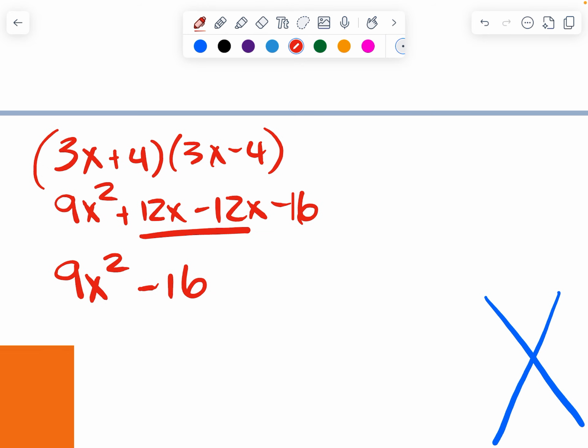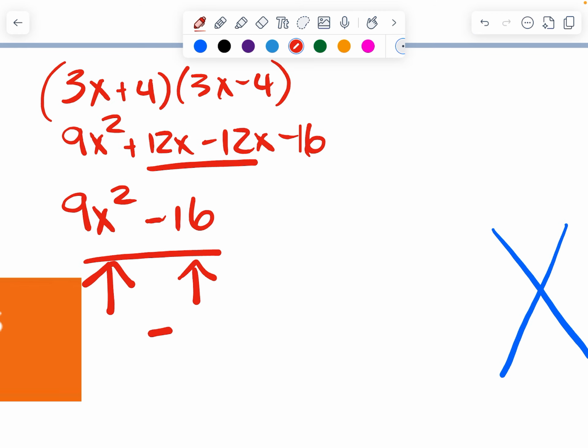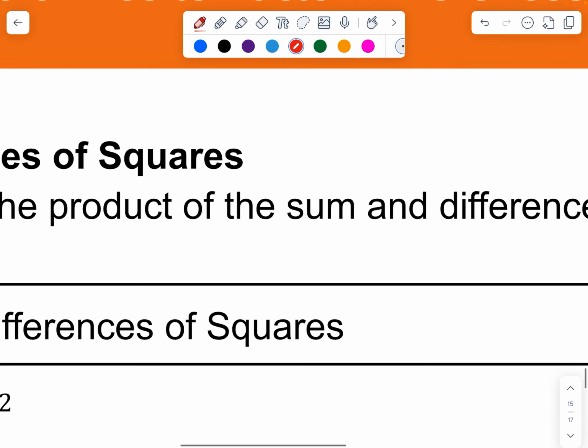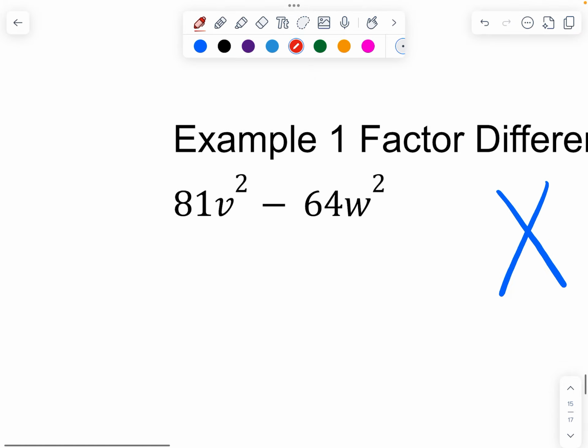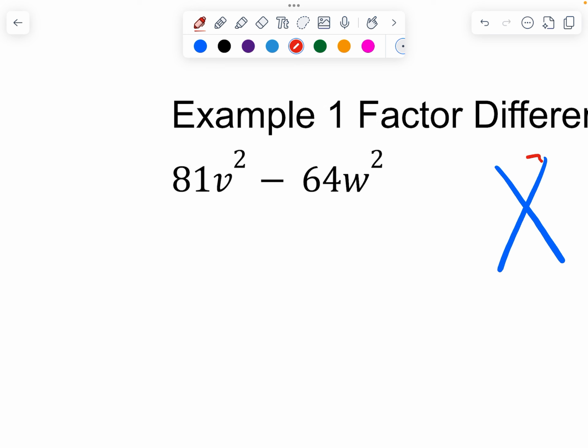So when you have something in this form, where the first term is a perfect square and the second term is a perfect square, and they have a minus sign in between, this is called the difference of two squares. So what you're going to be doing on this, you're going to come down here. Because it's only two terms, it's a binomial, and it has a negative sign.